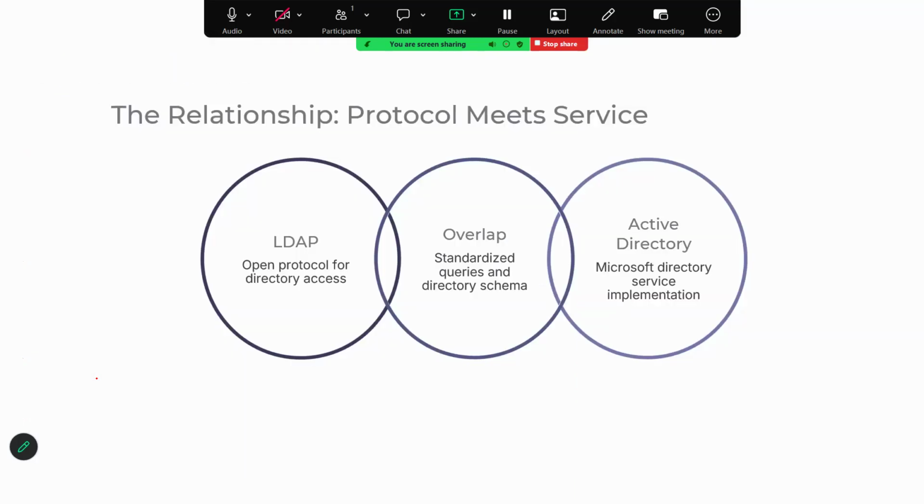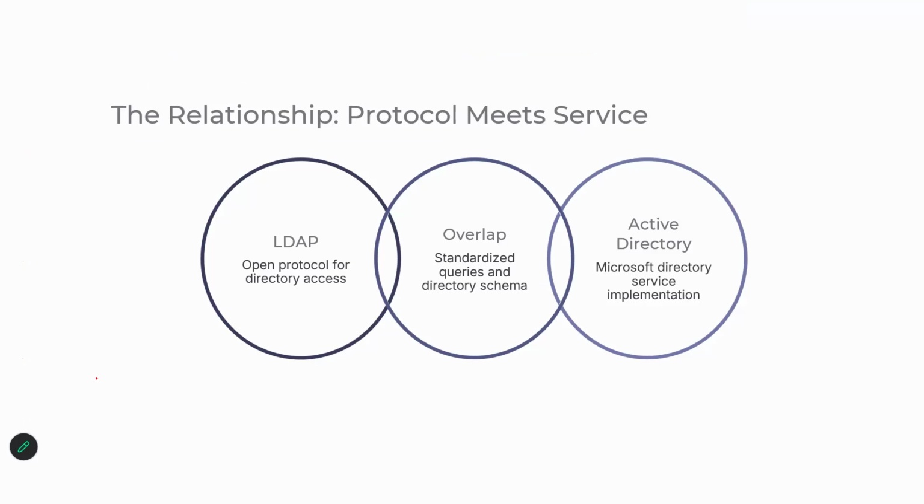The relationship, the protocol meets the services. One thing that we are going to understand here is the two essential technologies that power modern network authentication and directory management. Like we have just discussed, LDAP is the software protocol that serves as the universal language for accessing and managing the directory services across networks. You can think of it as the how-to guide for accessing the directory data.